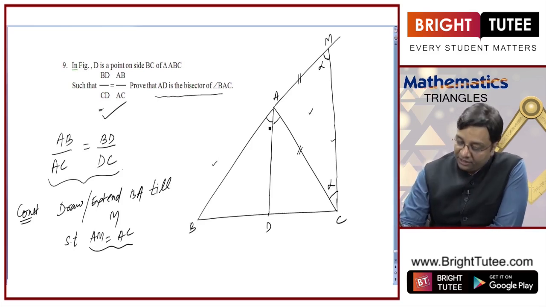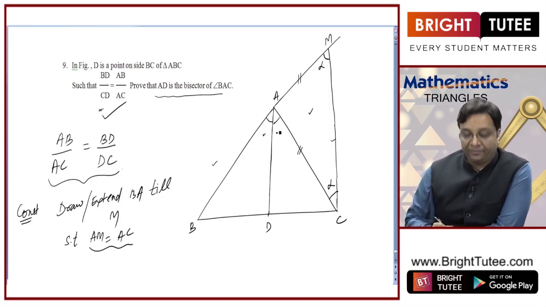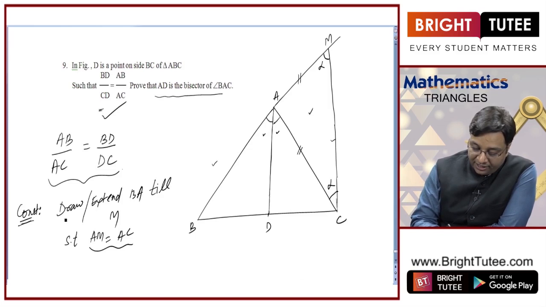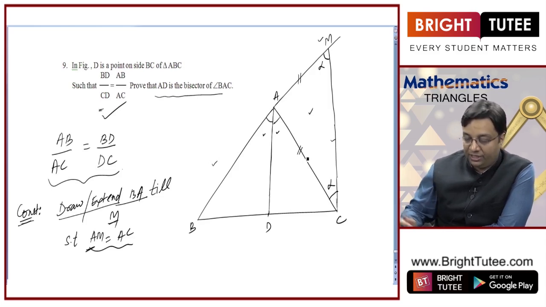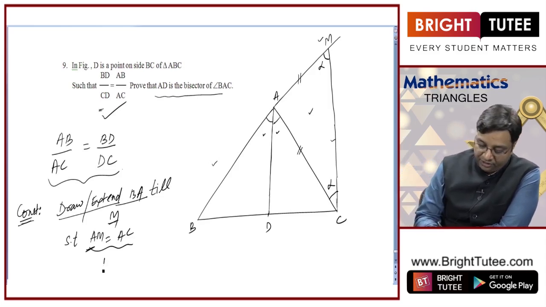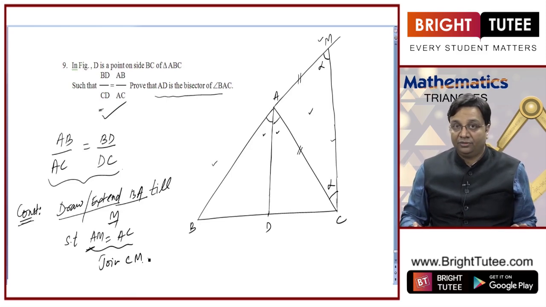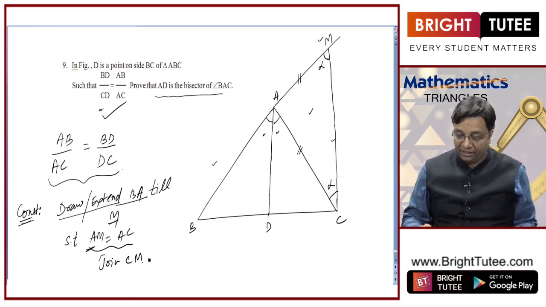Okay, so what my endeavor is, that I need to prove this angle equal to this angle. So I have done a construction here that I have extended BA till this point M in such a way that AM is equal to AC. So I have just extended this side BA and taken AM equal to this AC and then joined CM. Okay, now it is a 10-second task for me. So let us understand how it can be done.